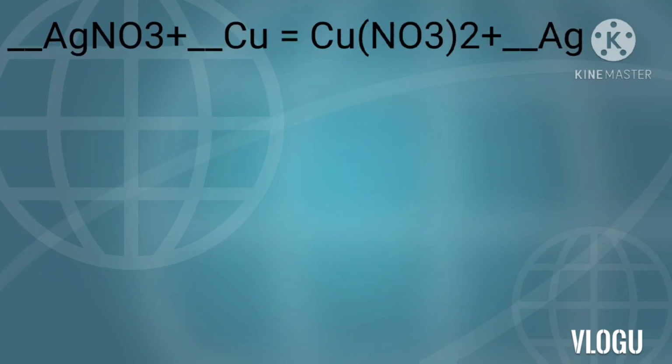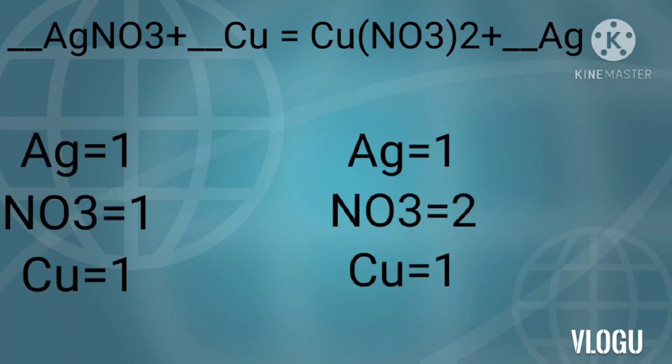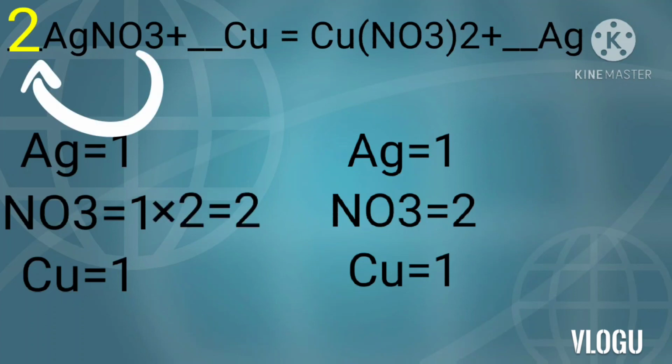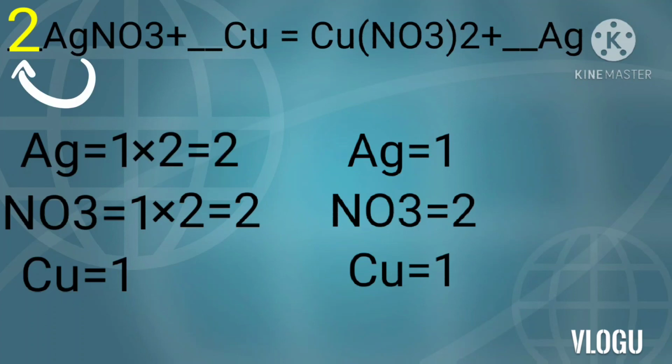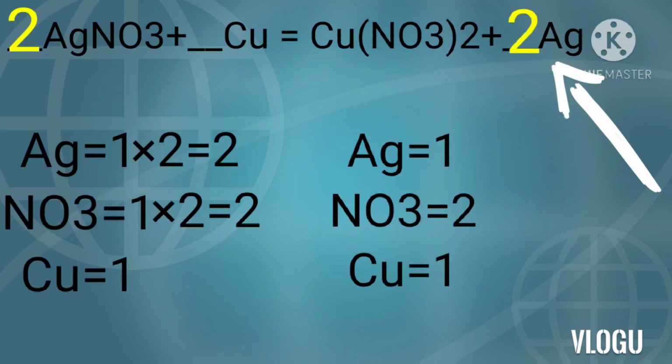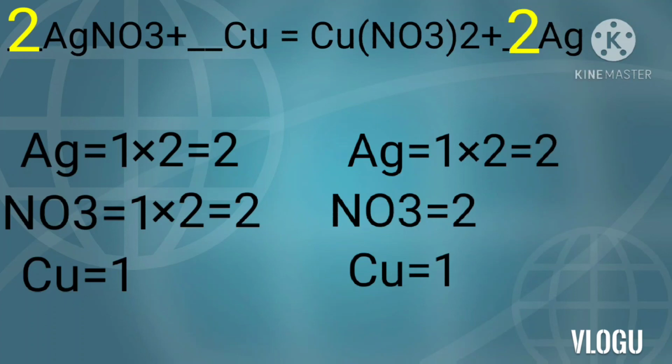Next one, silver nitrate plus copper equals copper nitrate plus silver. Silver has the same 1, nitrate has 1 and 2, and copper has 1 and 1. We have to fix first nitrate on the left because we have nitrate 2 on the right. So let's multiply nitrate 1 by 2, also silver 1 times 2. And we got 2 to 1 on the left, so let's proceed to silver on the right. Multiply silver 1 by 2 to get the product 2. And once again, we made it equal.